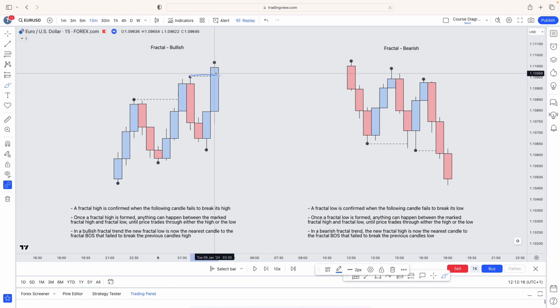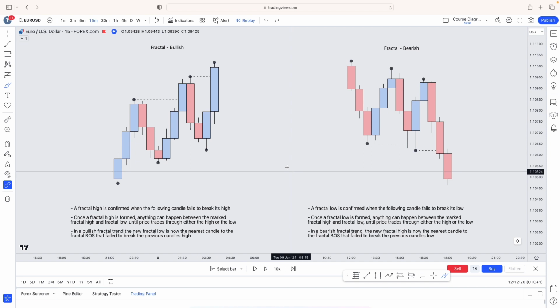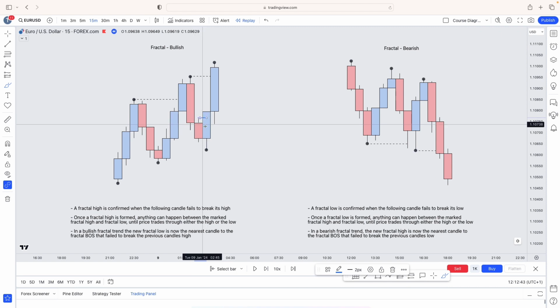After this fractal structure break, what do we know? We know that there's a fractal low that caused that fractal structure break, okay? So how do we find our fractal low? Well, in a bullish trend, it is the nearest candle to the fractal break of structure that failed to break the previous candle's high. So this blue candle that broke structure broke this previous candle's high. This blue candle that is right here broke this red candle's high, right? This is the previous candle's high, and this blue candle traded through this red candle, okay? So it broke the previous candle's high.